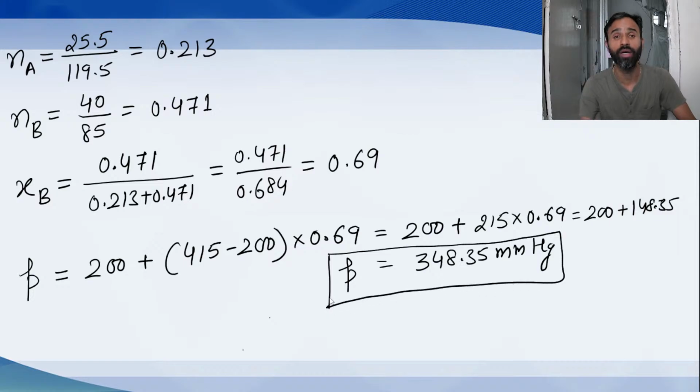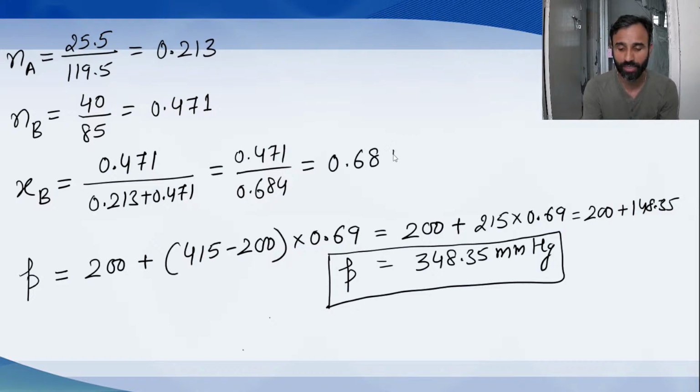This is the answer of the first question. And what was the first question? What is the vapor pressure of the solution? So vapor pressure of the solution we have calculated, and that is equal to 348.35. Okay. Now second part, and if we take it exact value, that is 0.688, then if we take it as say 348.35, it is acceptable answer.